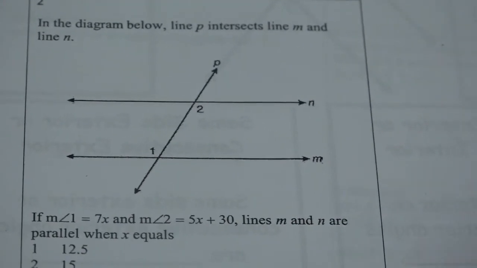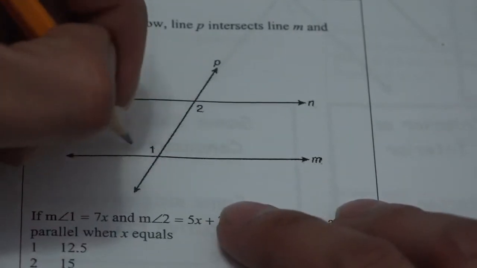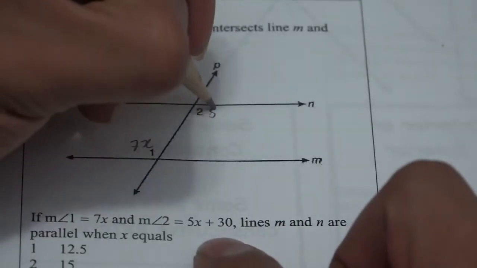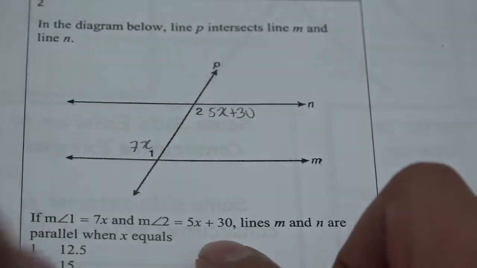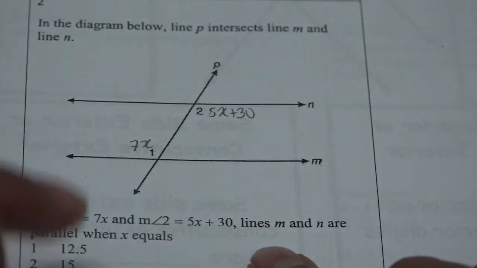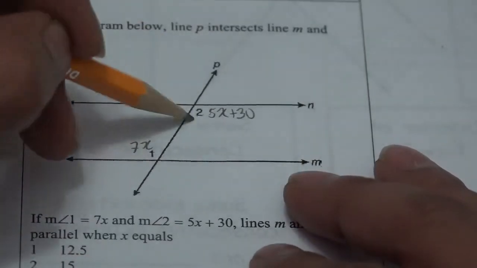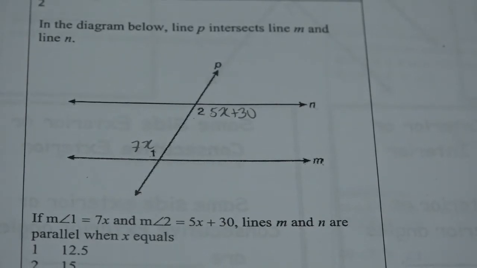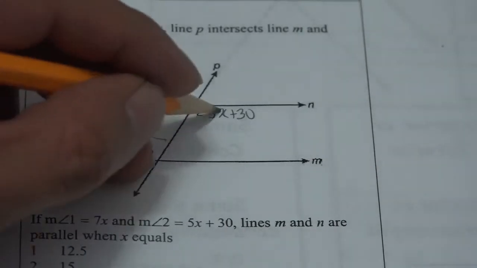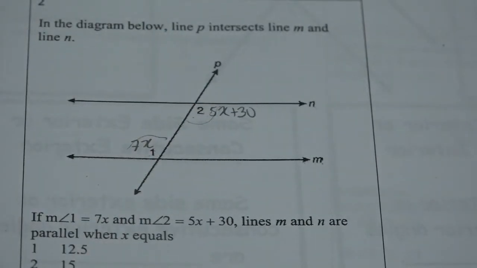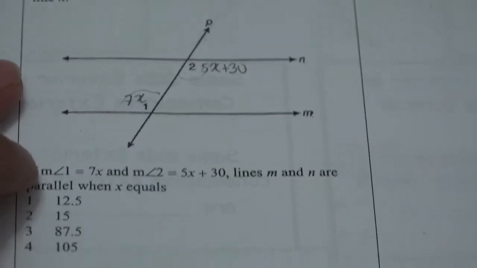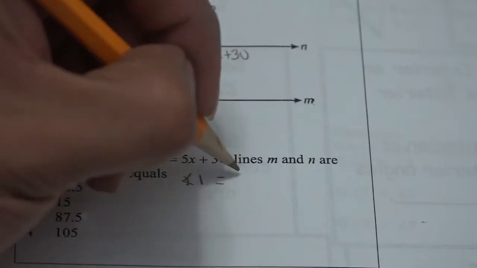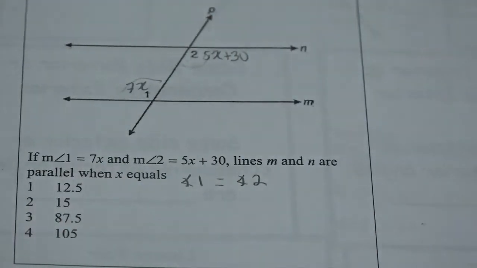Alright, so we have this diagram. It says that angle 1 is 7x, then angle 2 is 5x plus 30. These lines are parallel when x equals, well, first of all, 1 and 2. What are these? Alternate interior angles. And what do I know about alternate interior angles? That they are congruent, meaning that they have the same measure. Oh, wait. So you're saying that angle 1 is supposed to have the same measure as angle 2. That's exactly what I'm saying.